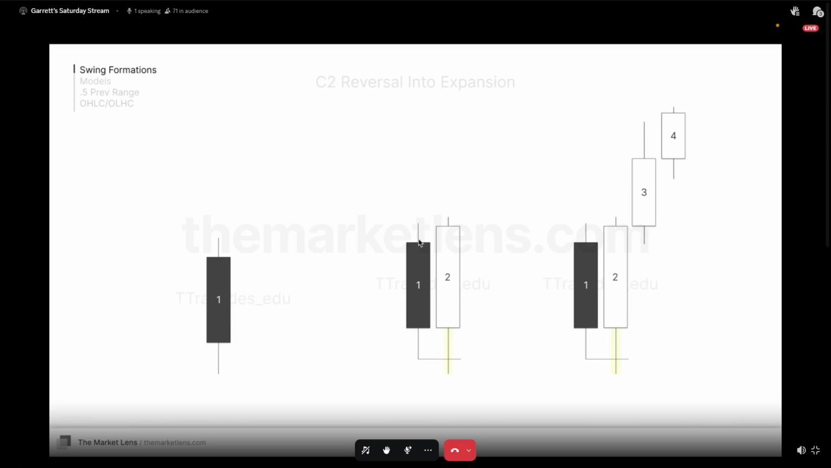We can expand because of the small wick, right? Also, candle 1 doesn't have to hit a key level. Like this candle 2 sweep can be hitting a key level as well, but the majority of the time it's when candle 1 hits a key level, right? And of course, you can trade candle 3 and 4 after that as well.